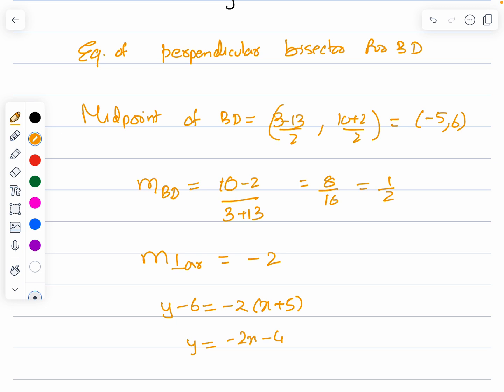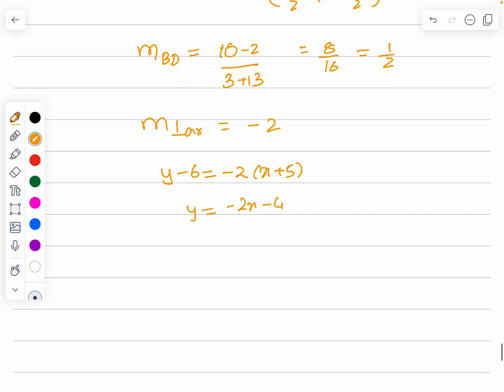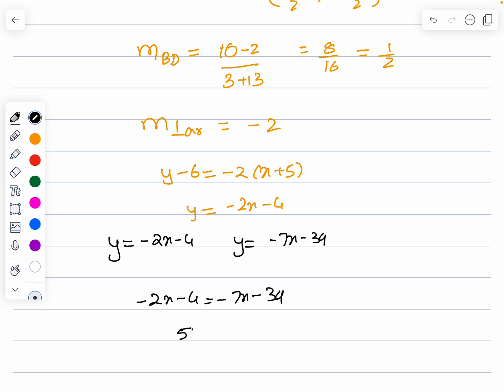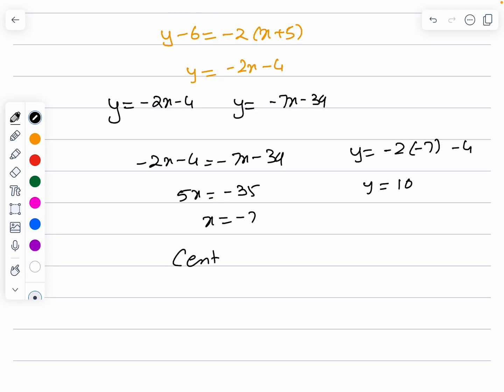Now I got these two equations, so I will solve them. y equals negative 2x minus 4, and y equals negative 7x minus 39. So negative 2x minus 4 equals negative 7x minus 39. So 5x equals negative 35. x equals negative 7. Substitute x equals negative 7: negative 2 times negative 7 minus 4, y equals 10. So what's going to be the center? The center is (-7, 10).